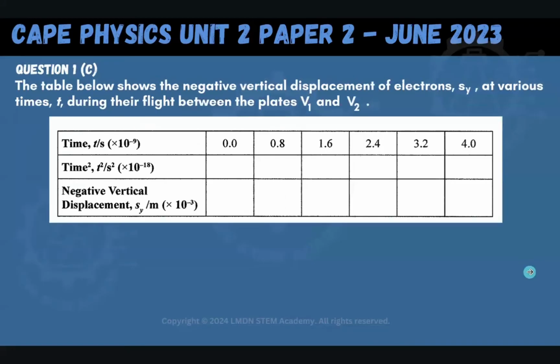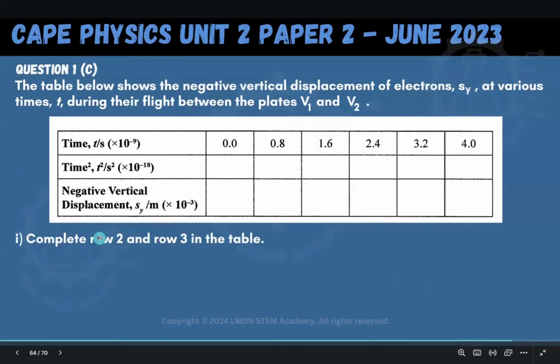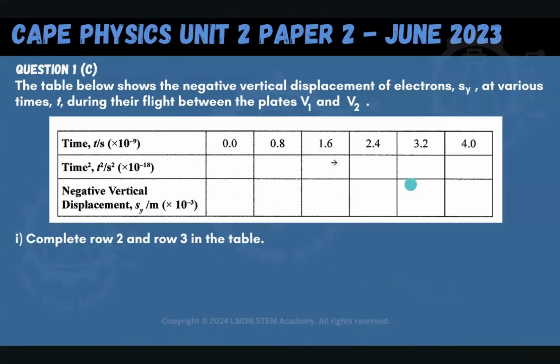So here we are now, we have the time. Here's our time. It's in seconds times 10 to the minus 9, so that's nanoseconds. And then we have to fill out the time squared, and that's going to be times 10 to the minus 18. We also have to fill out the negative vertical displacement SY. That's in meters times 10 to the minus 3, so that's technically just millimeters, right? So we have to fill out that table. That's what we're being asked to do: complete row 2 and row 3 in the table.